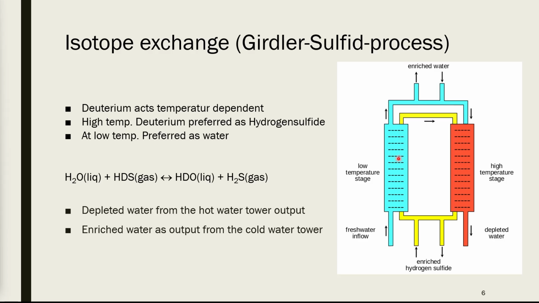As you can see here, depleted water from the hot water output. So normal water, relatively depleted water, and then you have relatively enriched hydrogen sulfide. And this relatively enriched hydrogen sulfide can then move into the low temperature stage where it gives its newly gained deuterium to the water, and this water will then be comparatively enriched. And then you can use this enriched water and so on up to 12%.